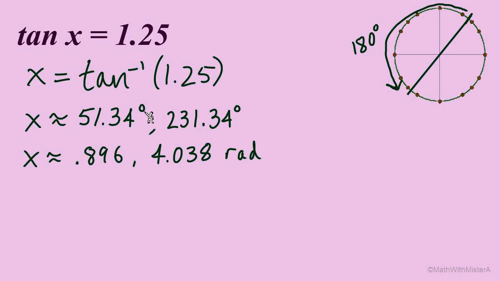I do want to point out that if we don't see units, we assume radians. Degrees, we definitely want to include the degree symbol, but radians, we often let that unit go. And if we don't see units, we should be assuming radians.